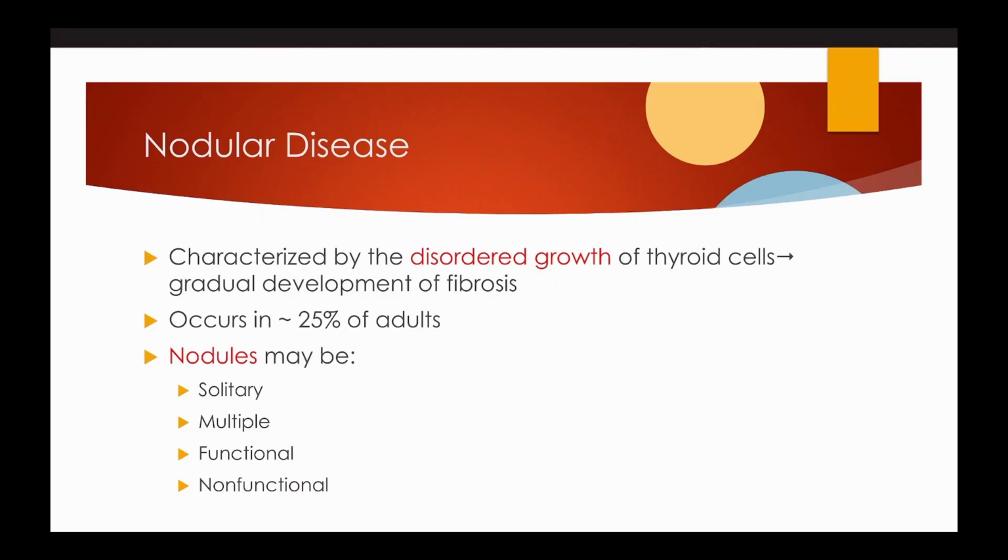So nodular disease, we haven't said anything about being cancerous yet. It's just disordered growth of the thyroid cells. Gradual development of fibrosis. So is fibrosis good? Nope, we don't like it. Occurs in 25% of adults.